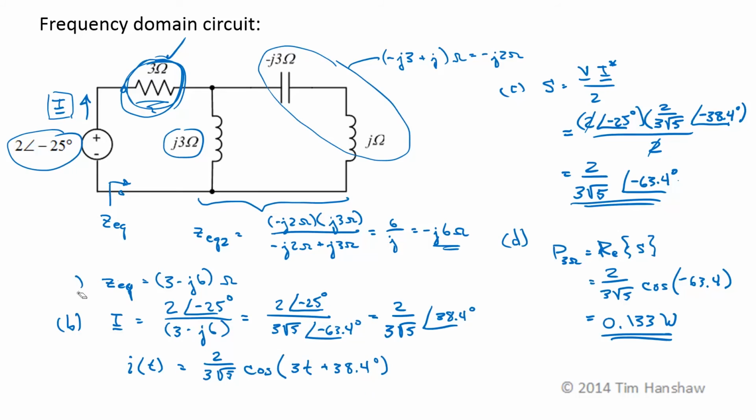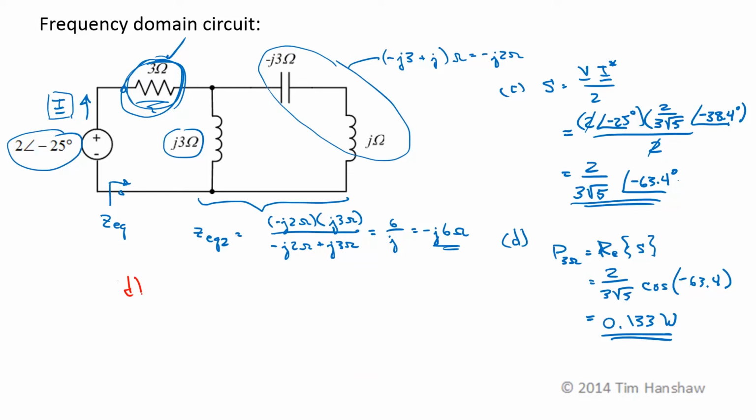Let's make a little room. So an alternate approach to part D, we know that the power of a resistor, P3 ohms, is just going to be the RMS current squared times the resistance. So this is going to be the current, which we already found, I, 2 over the 3 square root of 5. The RMS value is 1 over root 2 times that magnitude. Square that, multiply it by 3 ohms.